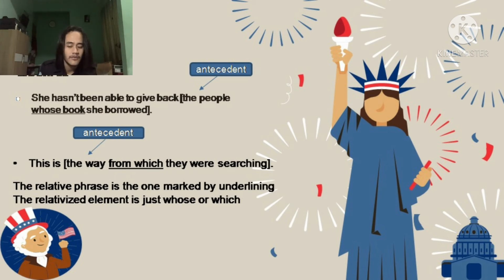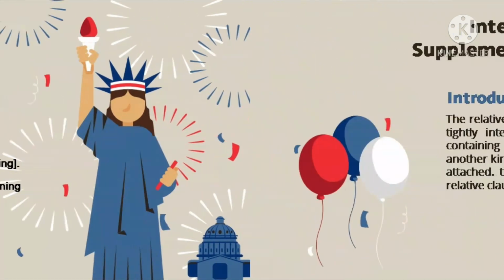Like the following example, "This is the way from which they were searching." From which is the relative phrase, and which only is the relative element. And before them, there is the way. So that is the antecedent of the sentence. Maybe that's all for me.